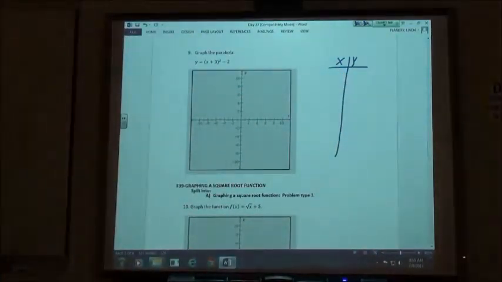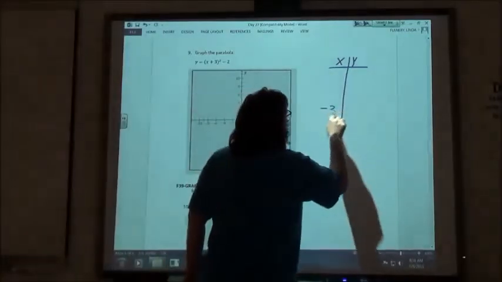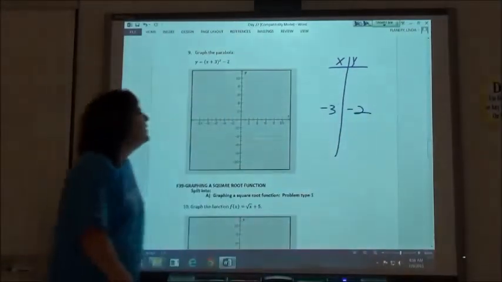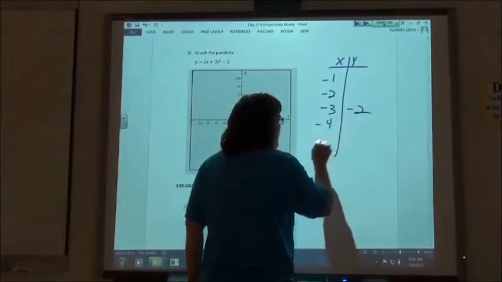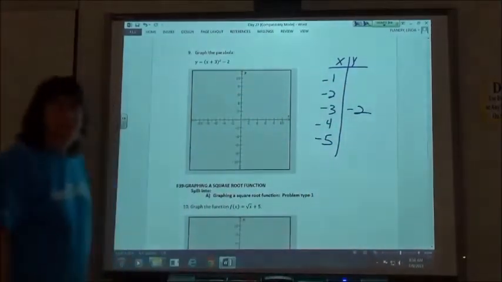Number 9, we're graphing our parabola. First thing we're going to do is pick out our vertex. Our vertex would be at -3, -2. So, -3, -2, -1, -4, -5, or something like that.